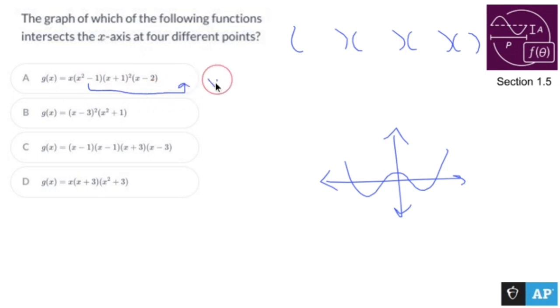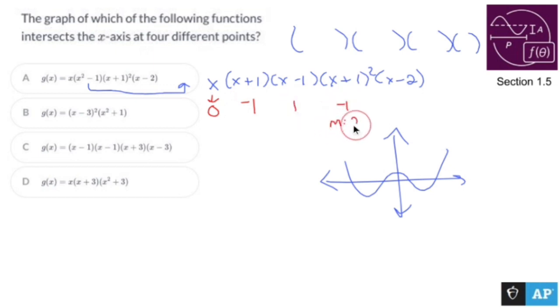So technically, this guy is x times x plus 1 times x minus 1 times x plus 1 squared times x minus 2. So what that does is that gives us a 0 at 0, a 0 at negative 1, a 0 at positive 1, a 0 at negative 1 with a multiplicity of 2, and a 0 at 2. Well, I'm not going to say negative 1 and negative 1 and negative 1. So this guy goes through, for sure, 0, negative 1, 1, and 2. Well, I'll be darned. Isn't that 4 different points?